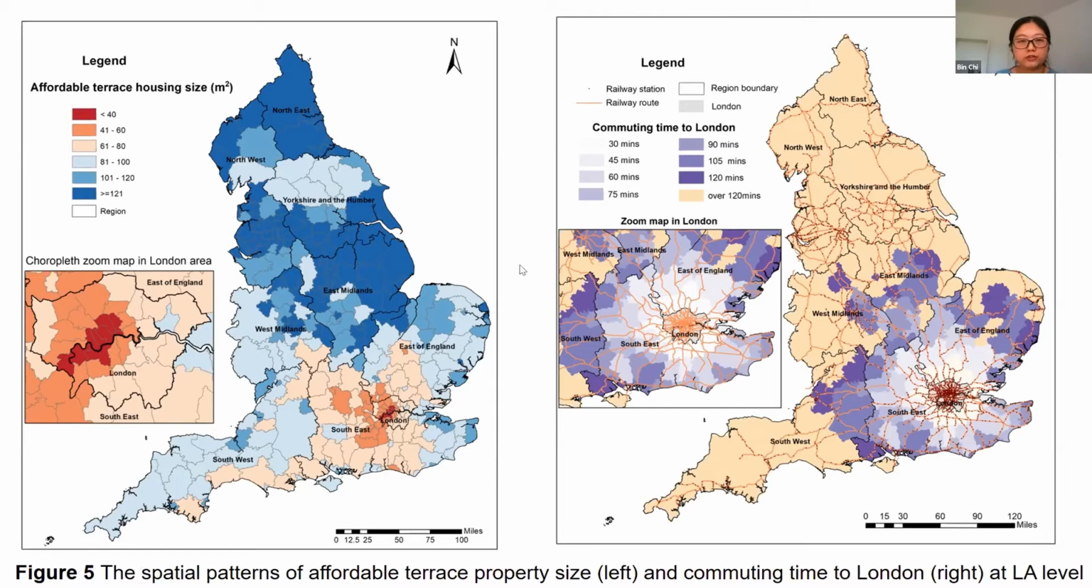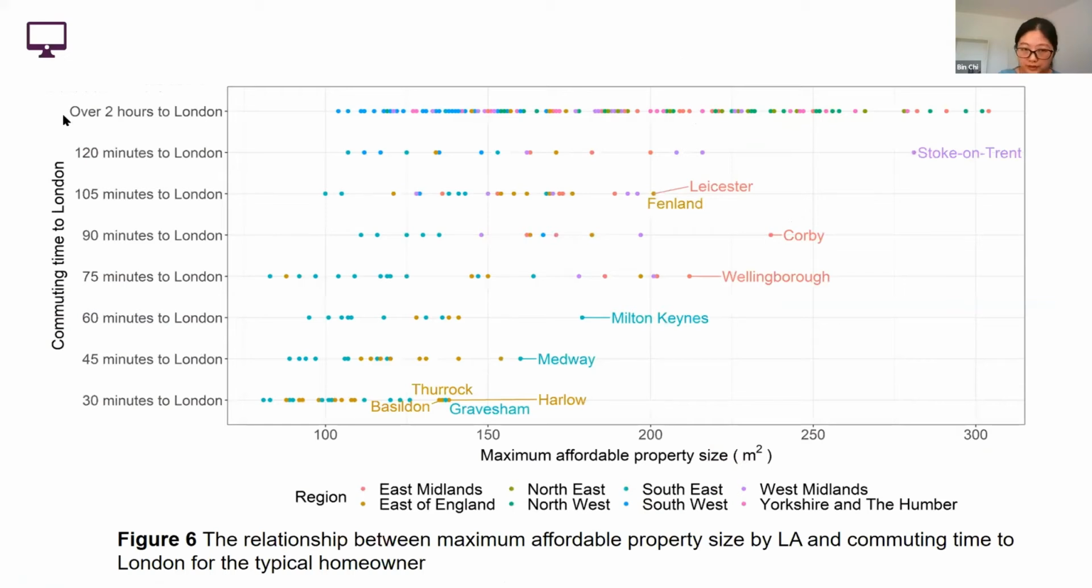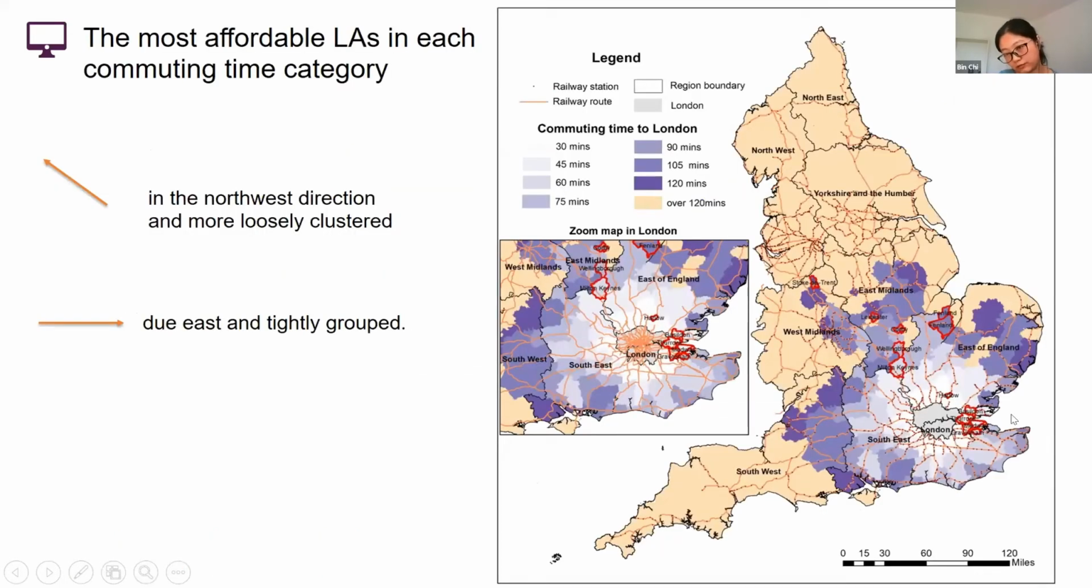So what I do first, on the left side, is for each local authority, I have the affordable sizes for each property type, and then I estimate the maximum floor size. Then I plot this maximum affordable floor size against the commuting time, as this graph shows. Here I label the top one local authority in each commuting time, which has the biggest maximum affordable property size. Once we label it on the map, you can see it's clustered in two directions. The first is from the northeast, and the second is from the east.